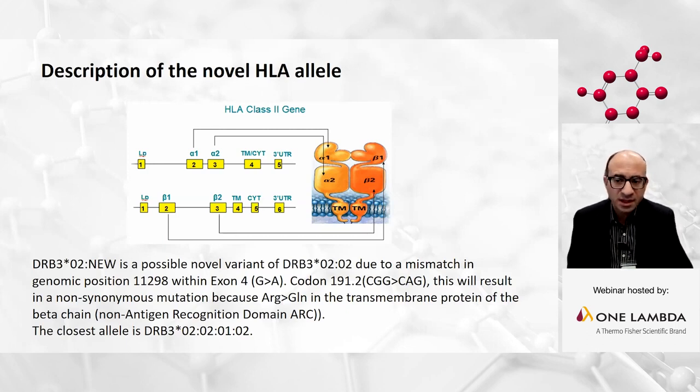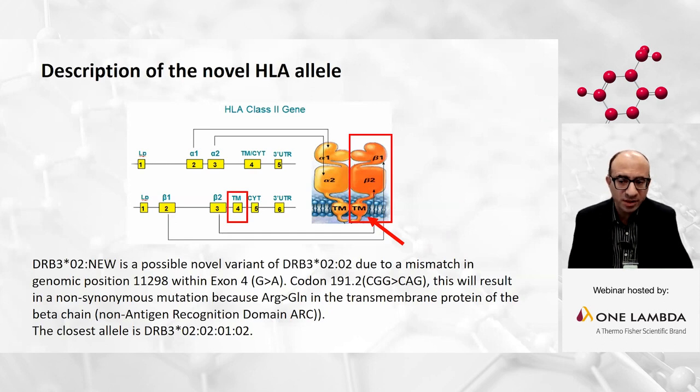In order to describe the mutation, you need to understand the structure of the HLA class 2, which part of the beta chain is transcribed by exon 4. And you can see that exon 4 transcribes the transmembrane protein. So the way you can describe this novel allele will be, as I put it in the slide here.